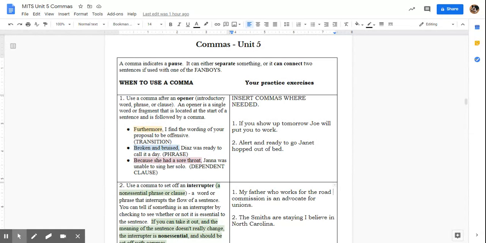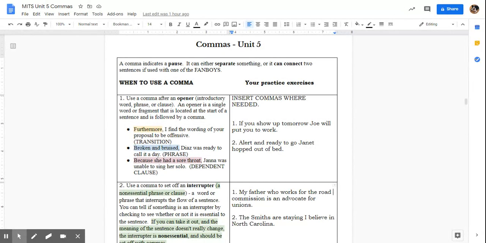You have two sections that we will go over. One is when to use a comma and the other is when not to. You're expected to follow along as I explain each section on the left, and you are to follow the directions of inserting or deleting commas and the practice exercises on the right.